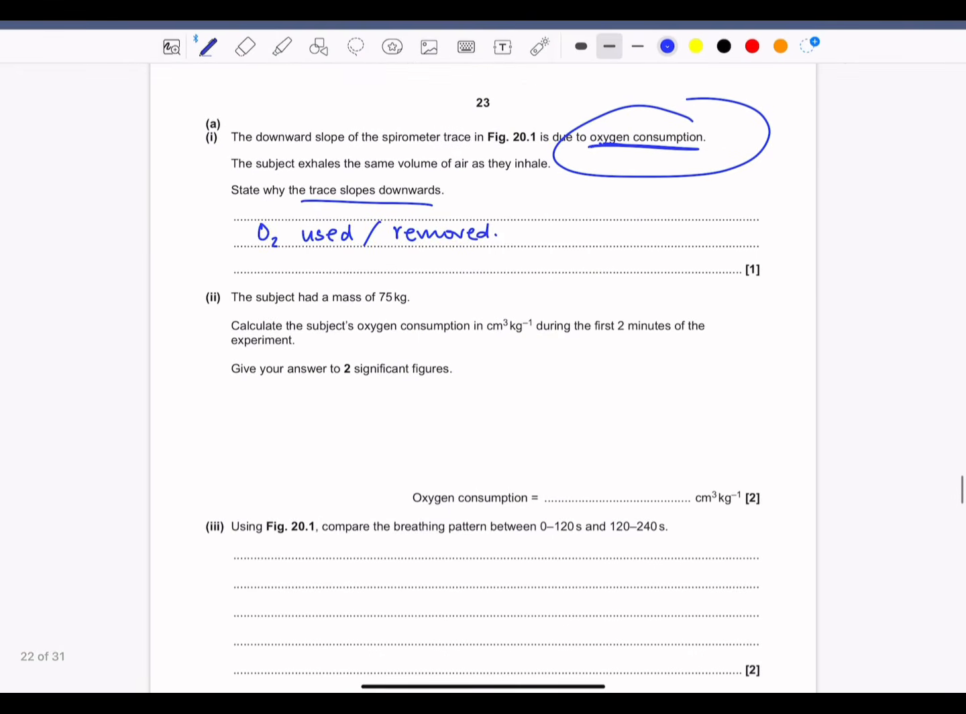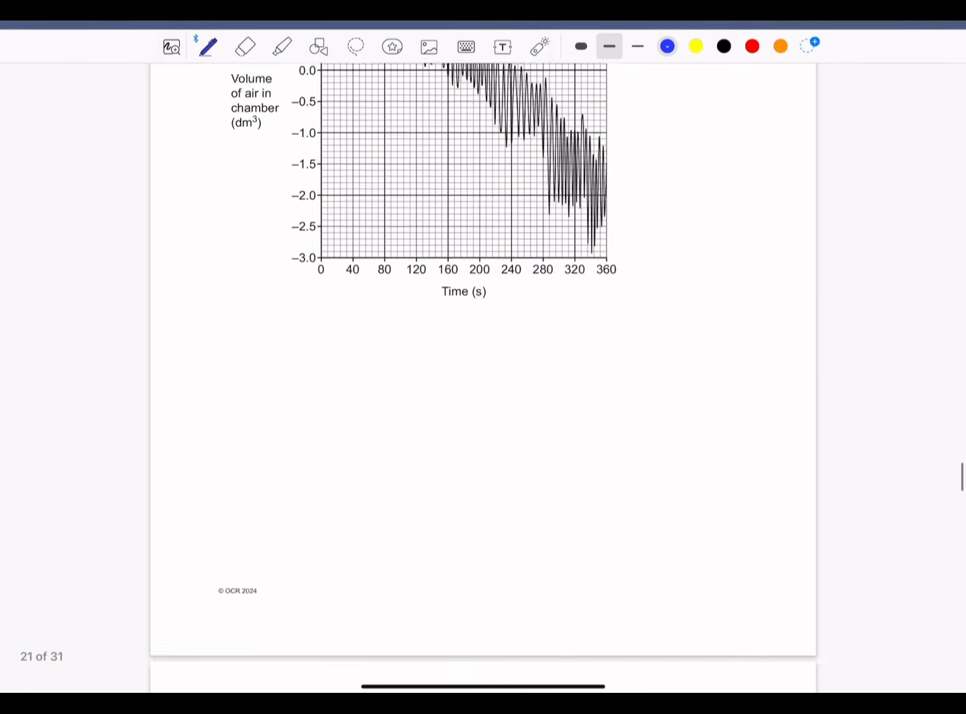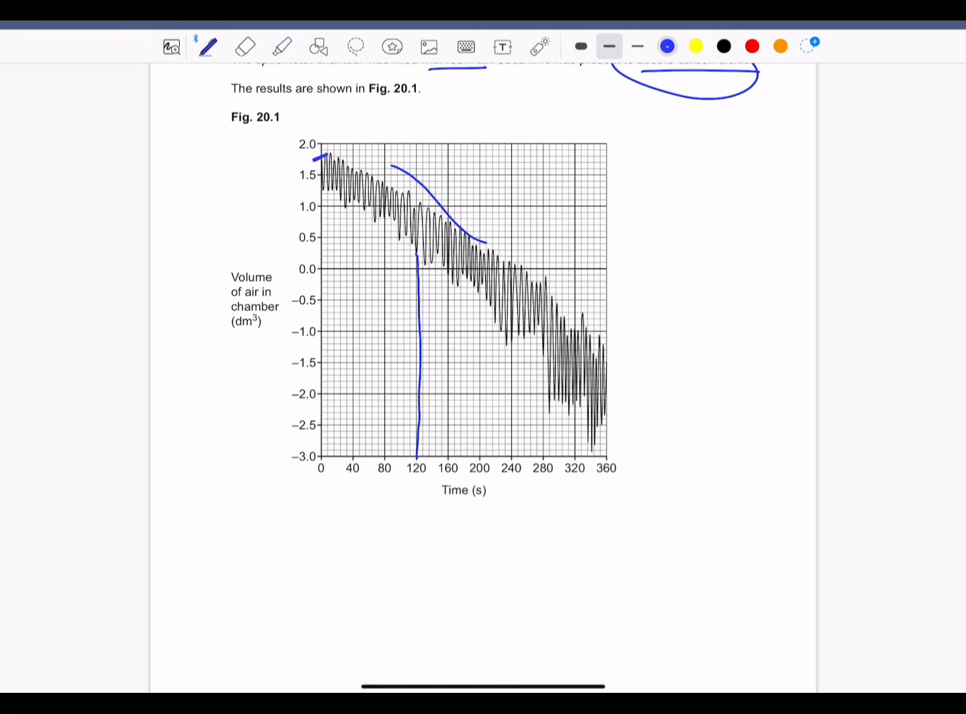The next question is that the subject had a mass of 75 kilograms. Calculate the subject's oxygen consumption in centimeters cubed per kilogram during the first 2 minutes of the experiment. We're looking at oxygen consumption, therefore a change in the volume of the container initially versus at 2 minutes. If it's centimeters cubed per kilogram, it would be the volume divided by the kilograms, which is 75. On the trace at 2 minutes, it's about 0.3, give or take. I think you go slightly higher than that, maybe 0.4. And then at time 0, it's about 1.5.